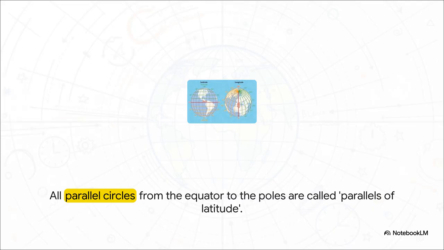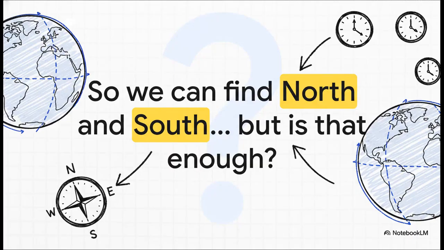Now, from that 0-degree baseline of the equator, we can draw a whole series of parallel circles, kind of like stacking rings on a globe, all the way up to the North Pole and all the way down to the south. We call these the parallels of latitude, and they let us measure, in degrees, just how far north or south any spot is. Awesome, so we figured out the north-south problem. We can find any location along a north-south line.